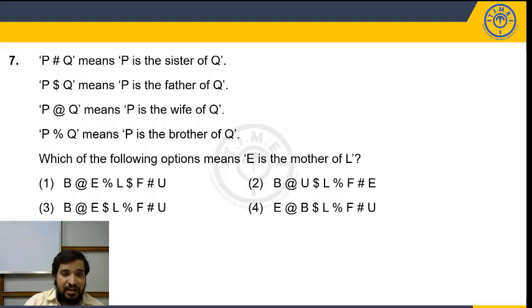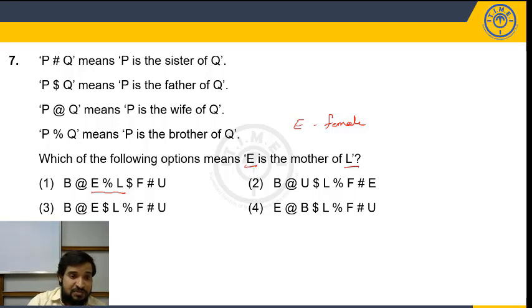Now, here it is asking, among the 4 choices, in which choice E is the mother of L? E is the mother means E should be a female. Now, if you see the first choice, what is it? B at the rate E, E percentile L, L dollar F, F hash U. Now, with respect to E, what's the symbol used? E percentile L. Percentile means P is the brother of Q.